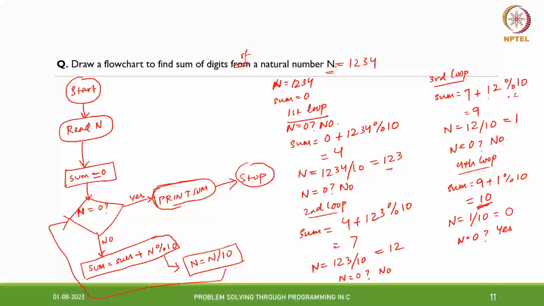So that is the sum of the digits, right? 1 plus 2 plus 3 plus 4. So what I did is I extracted one by one the digits starting from the end. First I extracted 4, then 3, then 2, then 1, and I kept adding each time, and I ended up with the sum of the digits. Is it clearer now? Yes.